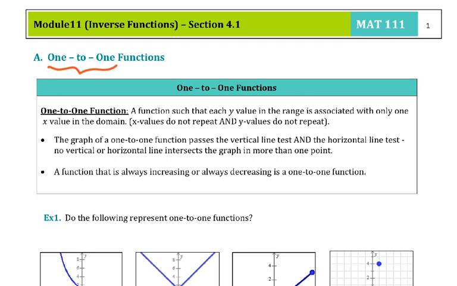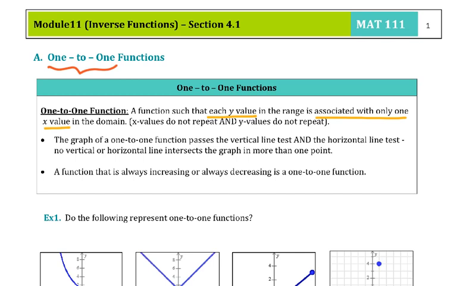When we say for a function, the definition of a function, and we learned this earlier in the semester, is that for each x, there exists exactly and only one y. A y can have more than one x, but each x can only have one y. Well, for something to be one-to-one, we flip that a little bit and we say that each y value is associated with only one x value.